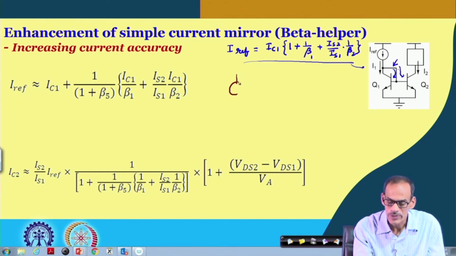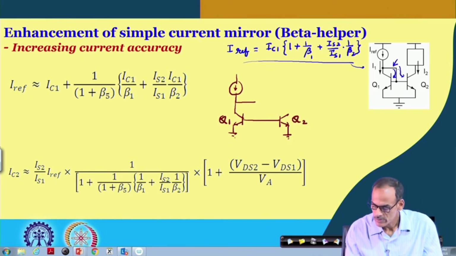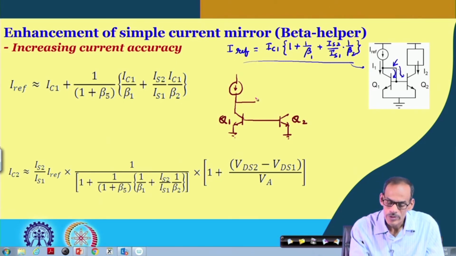We have the reference current, then the lower one, Q1, and also Q2, similar to the previous case. But in addition to that, we have one extra transistor, which is increasing this current here.